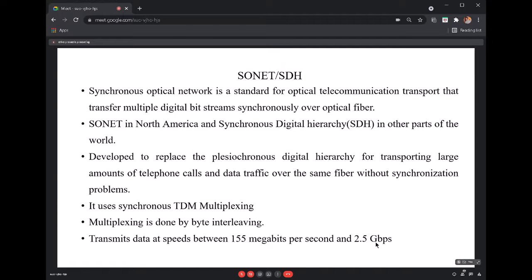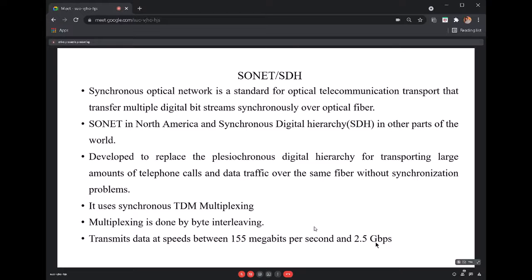I feel... have you studied this SONET in computer network? Yes or no? No, sir. No. Okay. Fine. But you know the frame structures and designs.